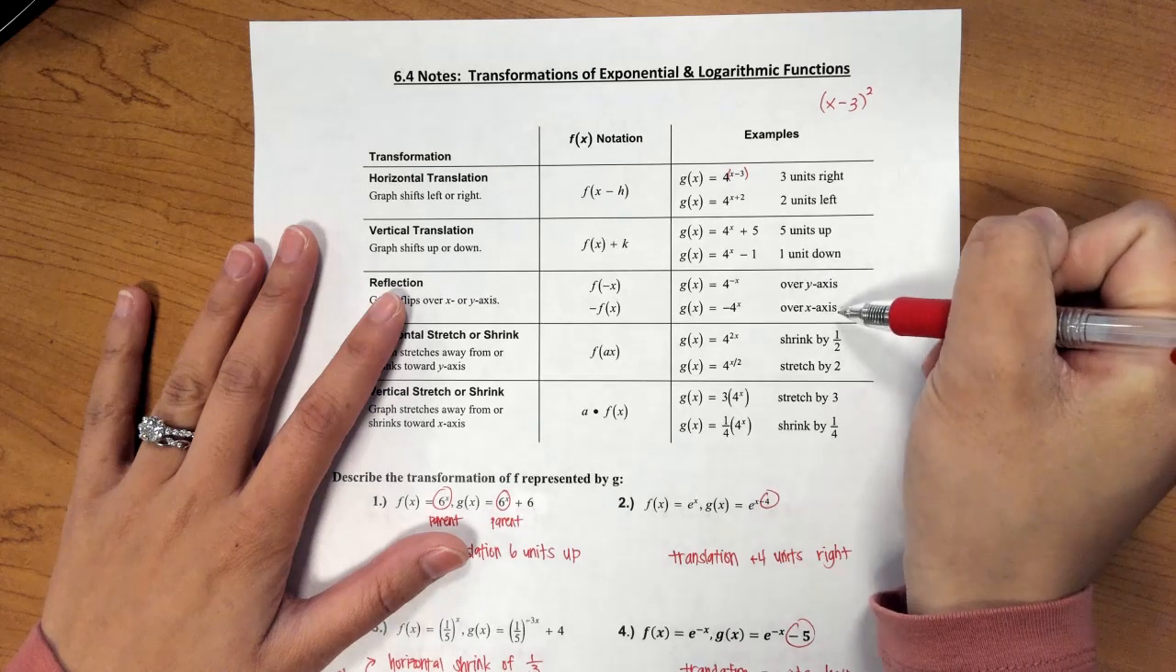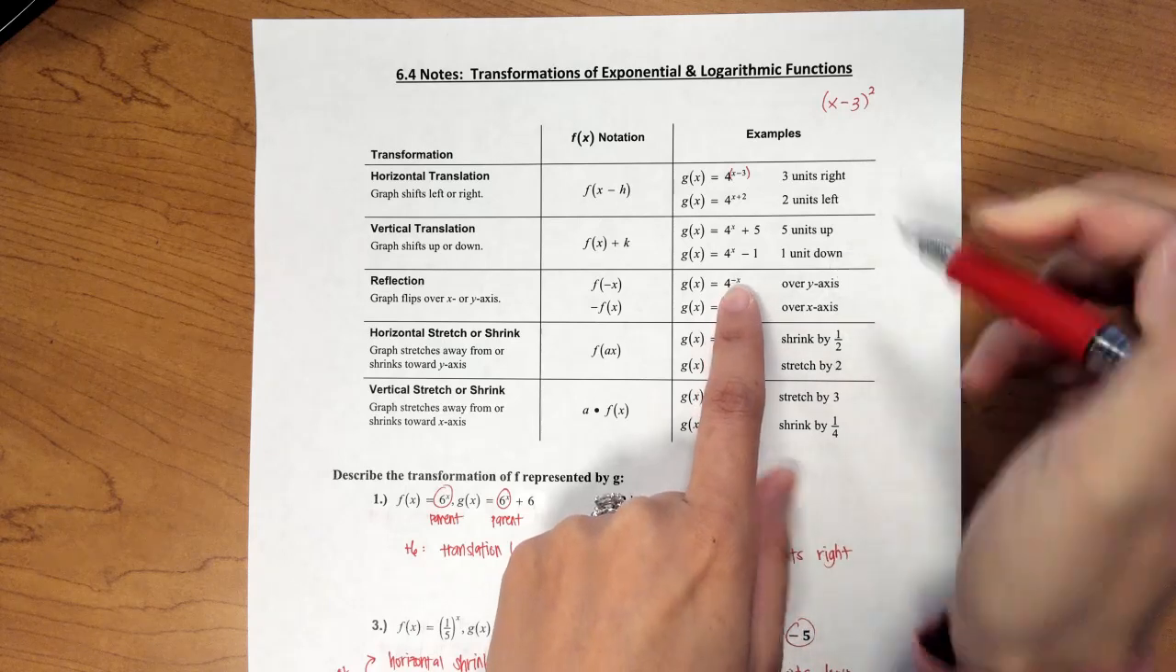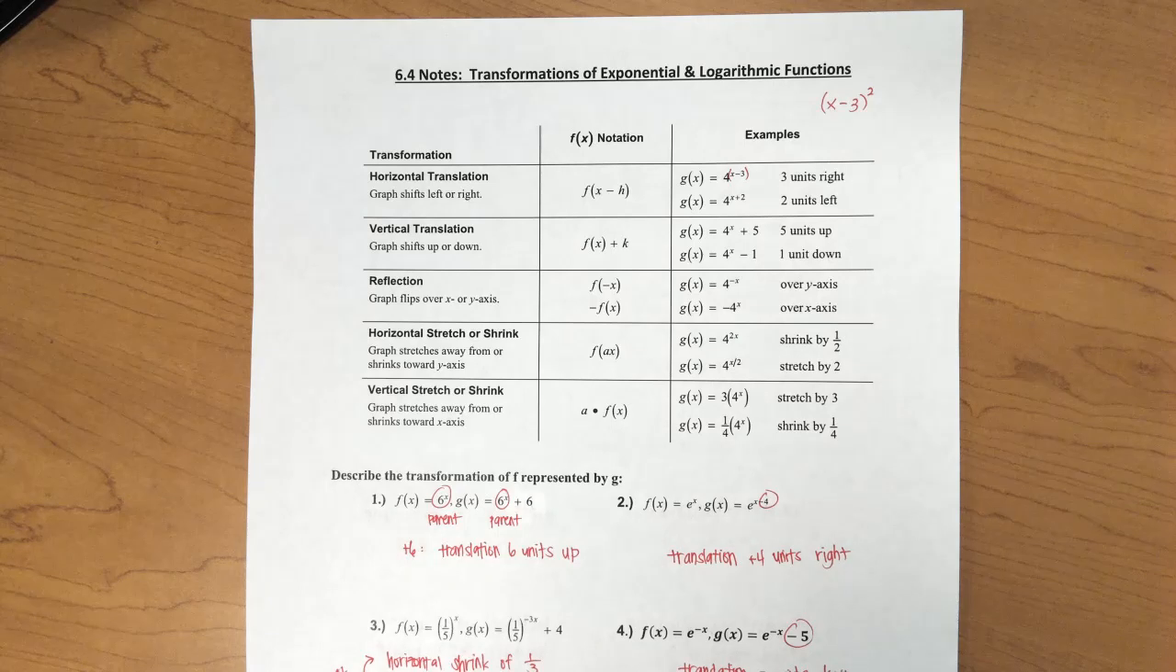Reflections are still the same. Over the x-axis is a negative in front. Over the y-axis only flips your x's side to side. So let's take a look.